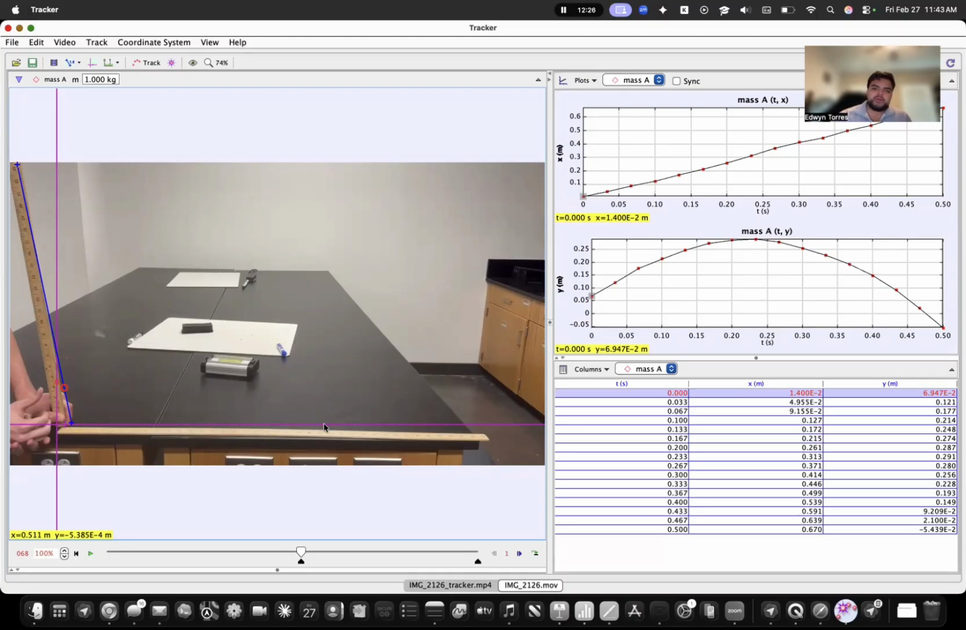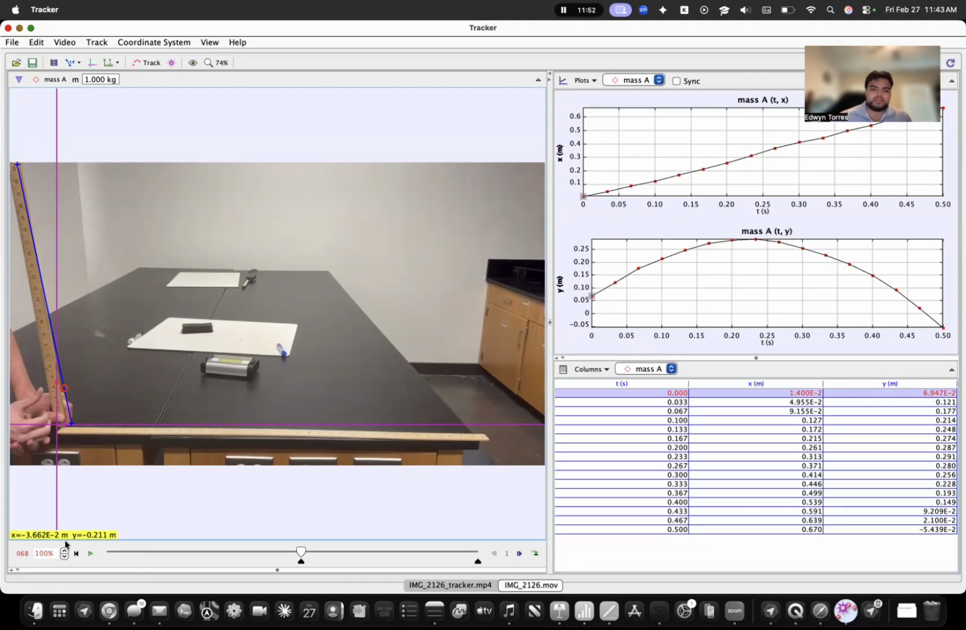The mass of the quarter is 0.00567 kg. The object was released around frame 68. So right here is 68, and Tracker gave me an X and Y position for each frame. In Tracker, I created a point mass track and clicked the center of the coin frame by frame. Tracker output data. As you can see here, this is the data it gave me after I tracked it frame by frame.